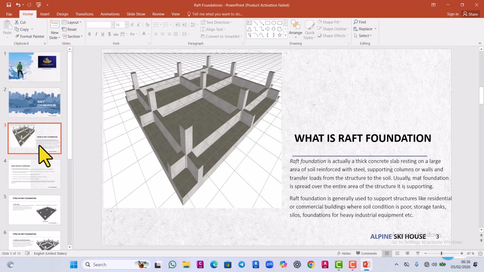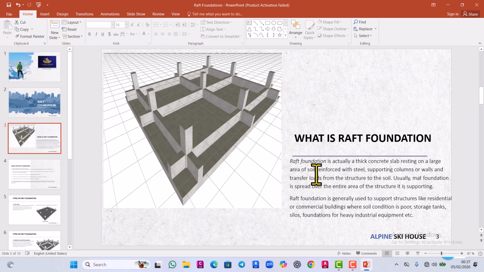It is usually a mass foundation spread over the entire area of the structure it is supporting. So as you can see from this picture, this is a type of foundation we call the slab beam raft, a slab with an upstand beam. From the definition, the first thing they call out is thick concrete slab, and they go on to say it is resting on a large area of what? Soil.